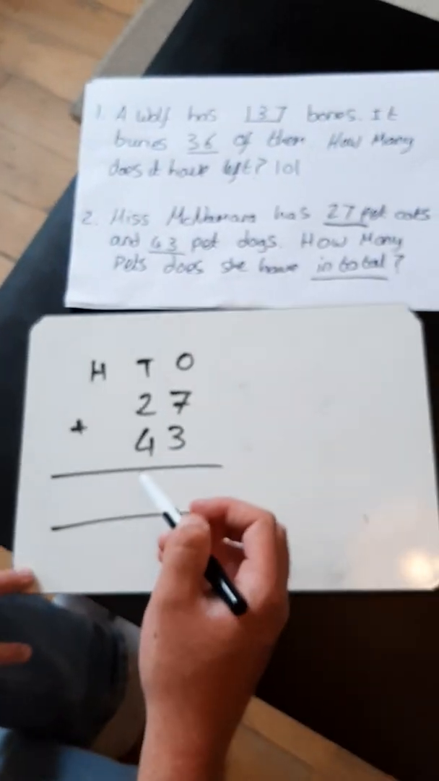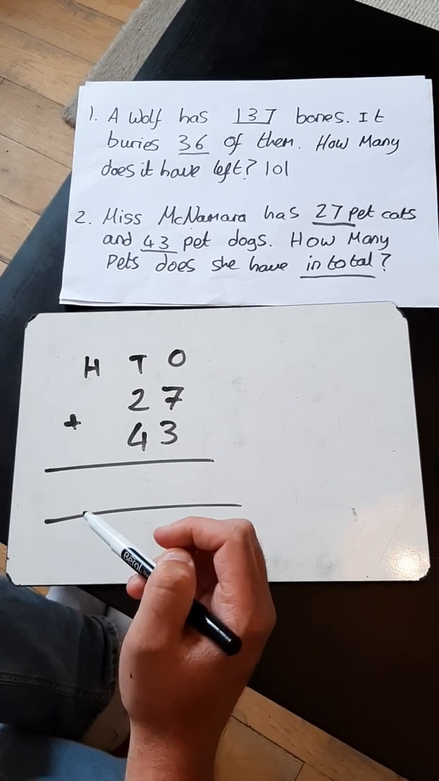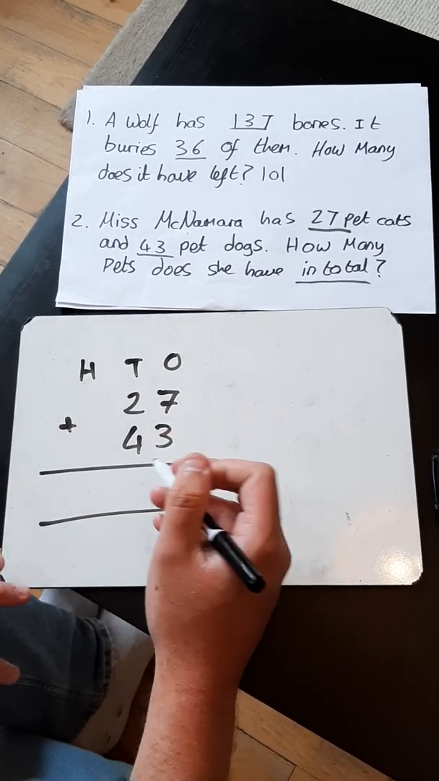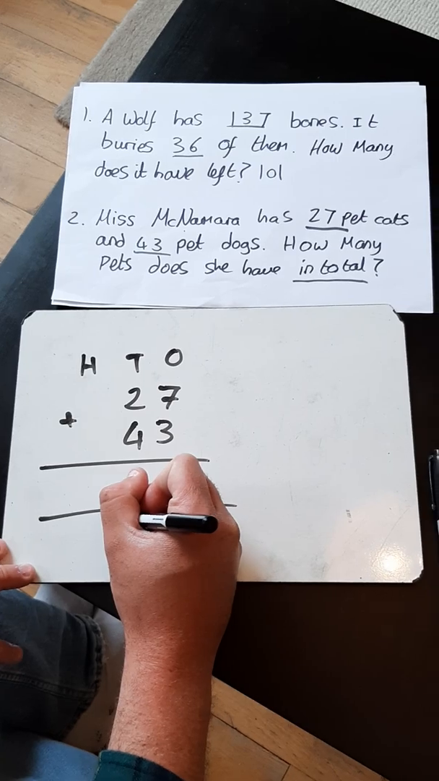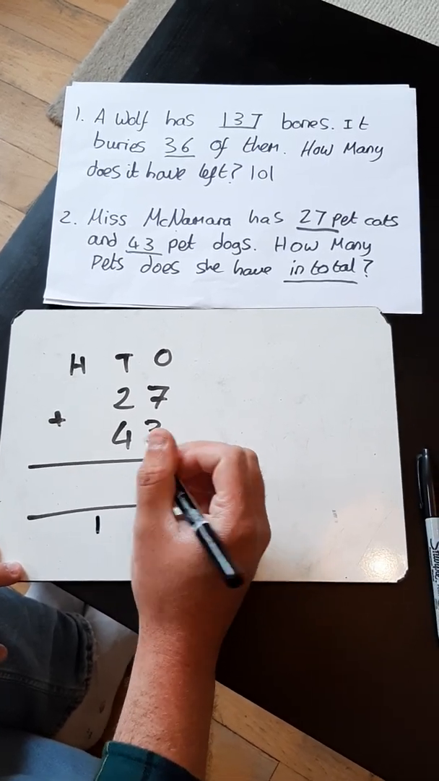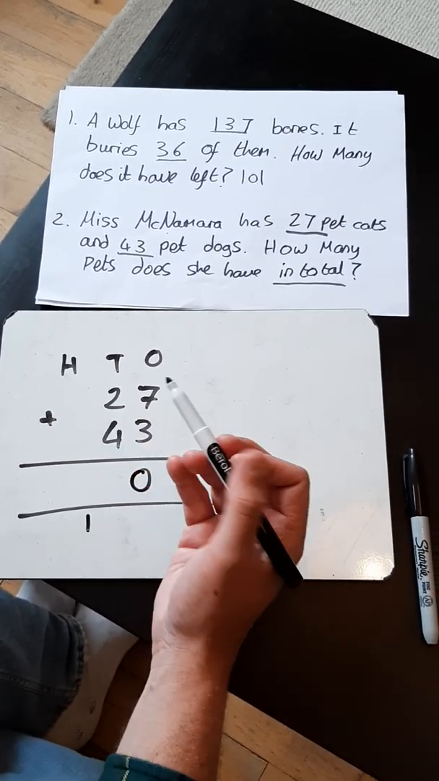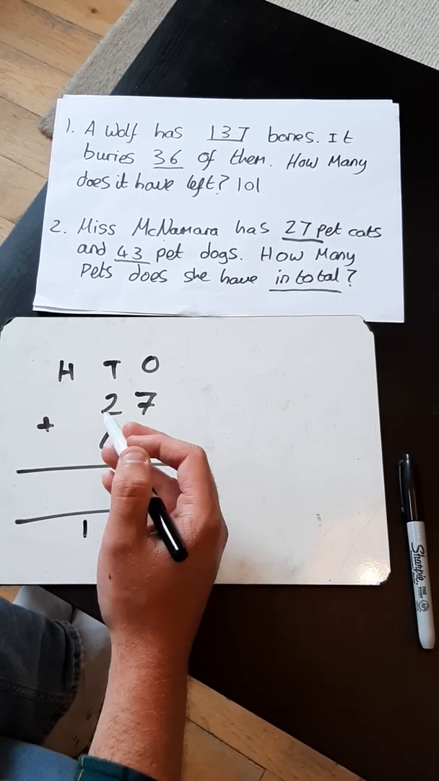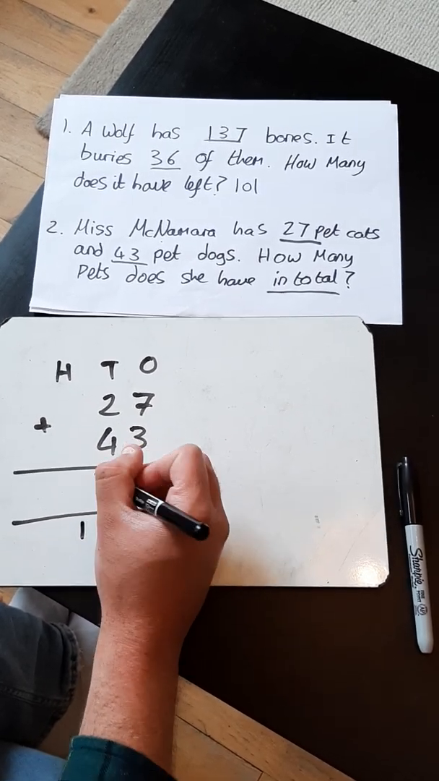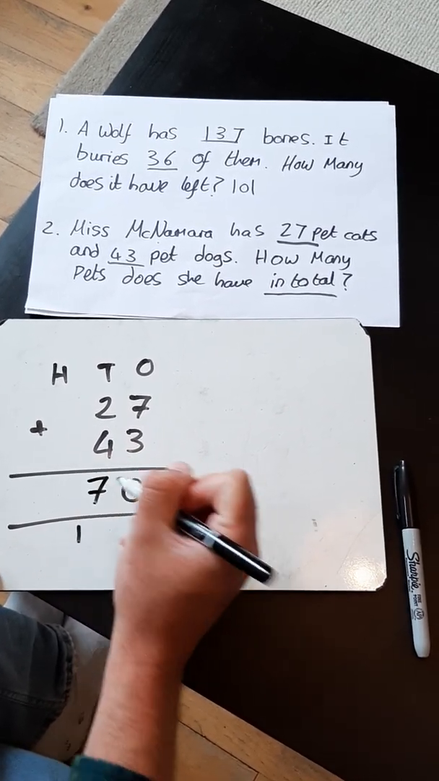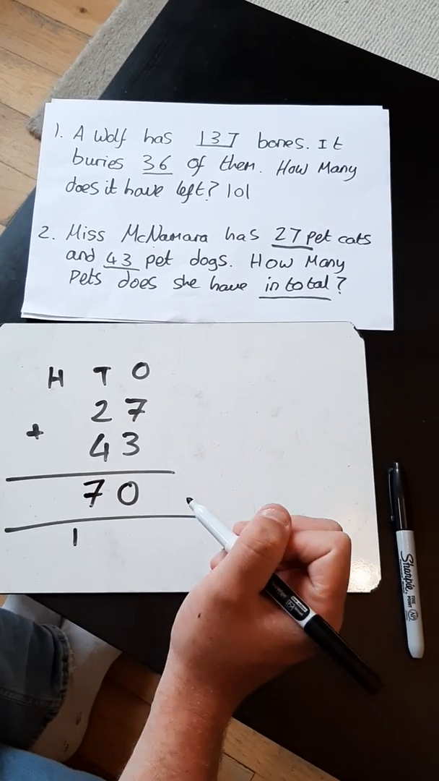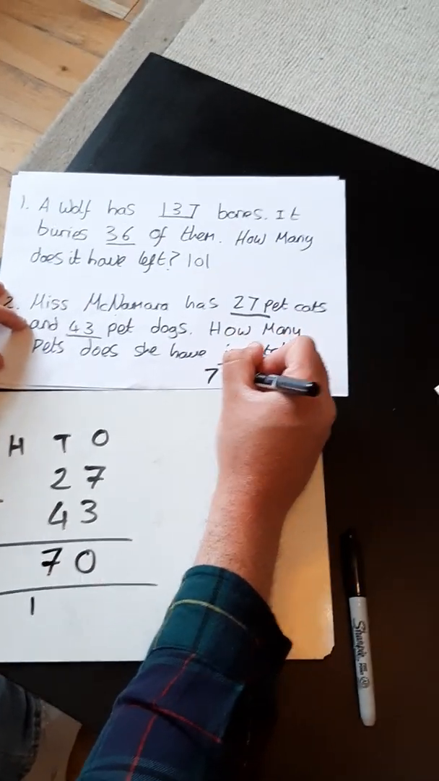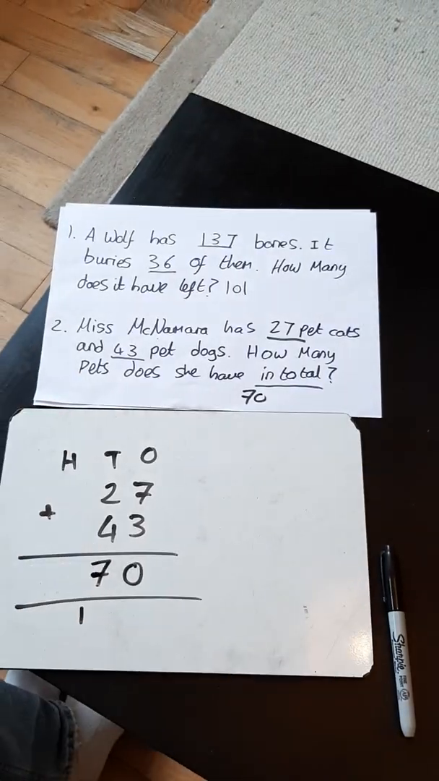Now because it's addition, it doesn't matter if the bigger number is on the bottom. So 7 plus 3 gives us 10, and 40 plus 20, or 4 plus 2, gives us 6 or 60, because it's in the tens column. Add our 1 gives us 70. So all in all, Miss McNamara has 70 pets.